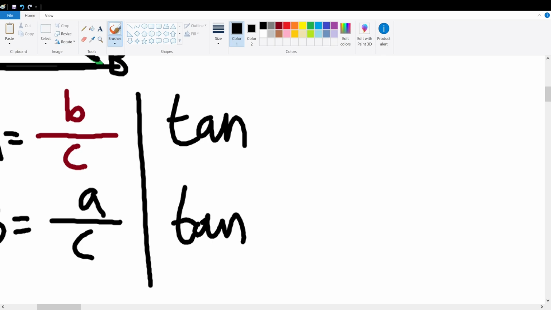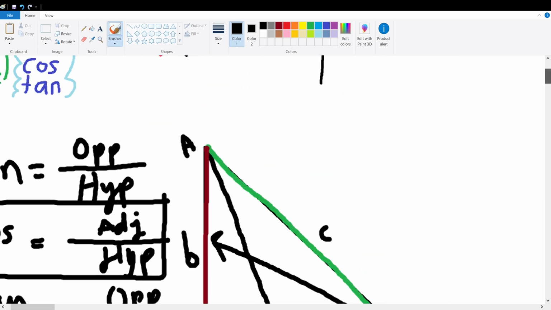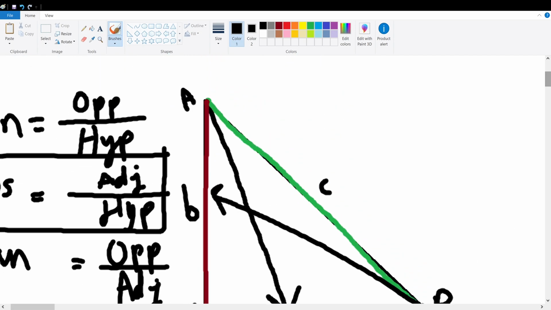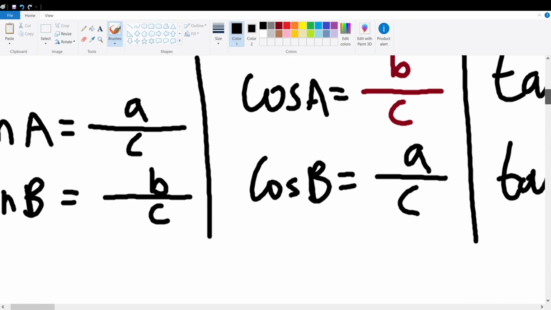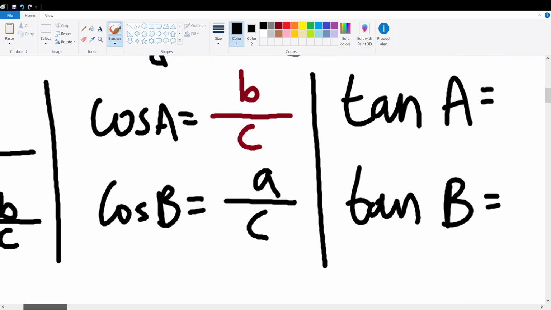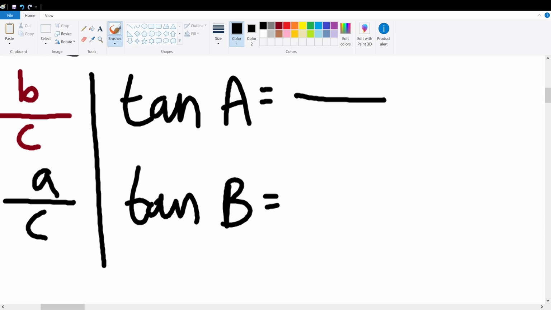Which is the tangent. Once again, staying true to the definition, we perform its ratio by looking at its opposite and adjacent sides relative to angle A and B respectively. The opposite side of angle A is side length A, with its adjacent side being B, labeled in that maroon color. So we can rewrite tangent A as A over B.